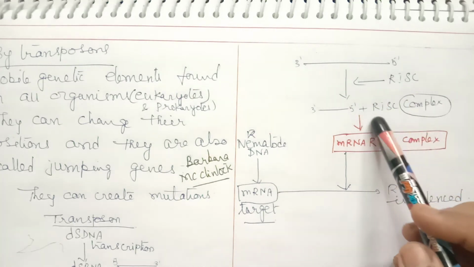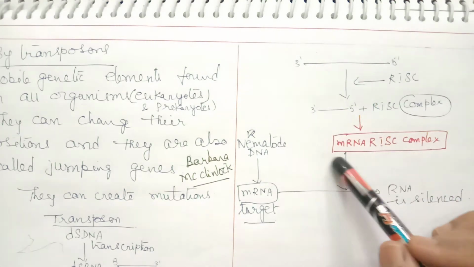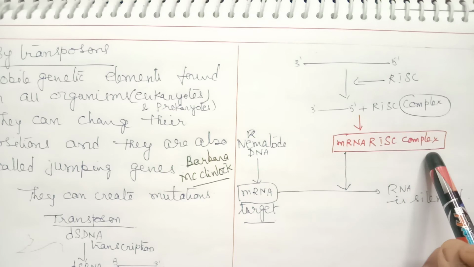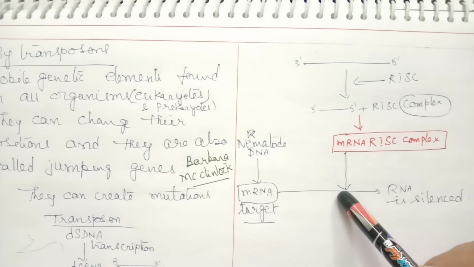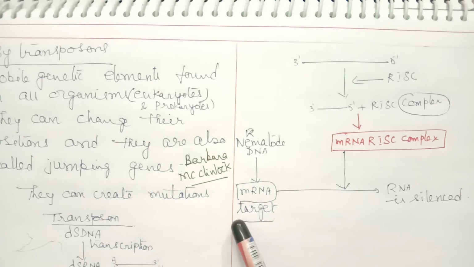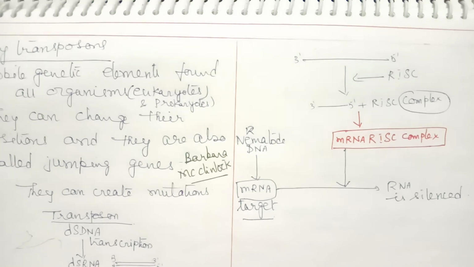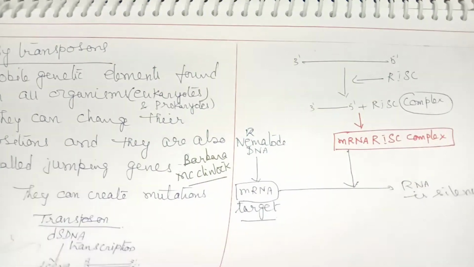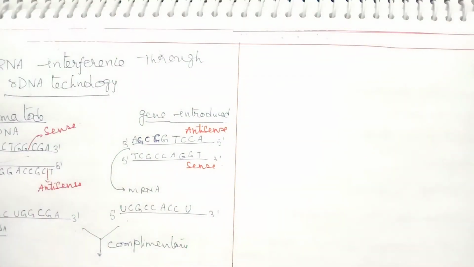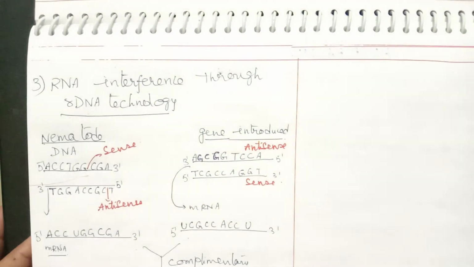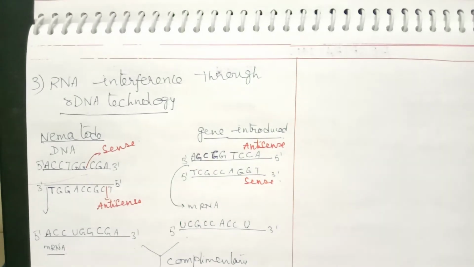This RISC combines with it to form a complete mRNA RISC silencing complex. And this combines with the target mRNA. Then completely this mRNA is silenced. This is with the help of transposons. Now there is another method, the third method, which is a laboratory method, an artificial method, by rDNA technology. Let us see how RNA interference can take place by rDNA technology.